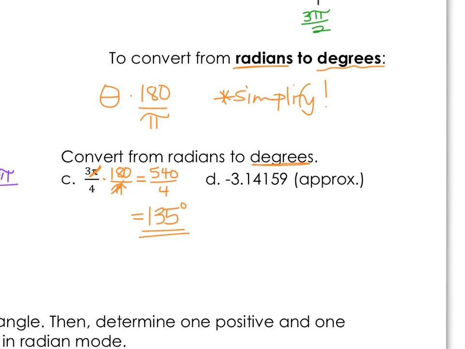Now, if there isn't a pi in your original radian, if they've approximated it, that means we have to plug in pi on our calculator. We have a negative radian, which means we're going to have a negative degree as well. If we take negative 3.14159 times 180, but divide by pi, go ahead and plug that into your calculator. You should get negative 180 degrees. 3.14159 is a decimal approximation for pi, so ultimately it would cancel out.